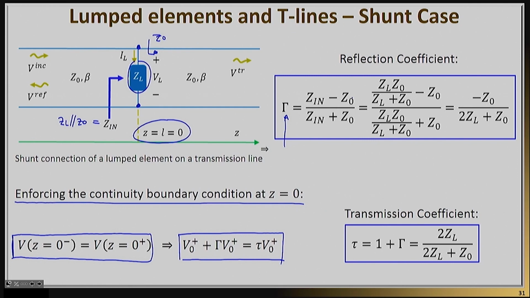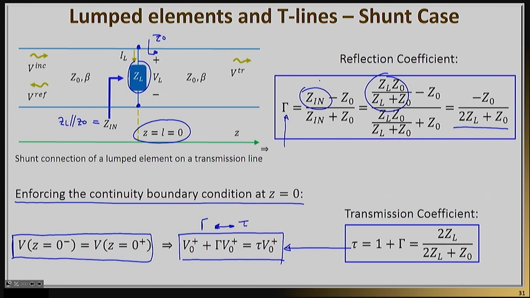So Z in is equal to ZL in parallel with Z naught, so I plug it in here, as you will clearly see from this equation, and now the reflection coefficient gamma is going to be equal to negative Z naught over 2ZL plus Z naught. And finally, I can find my transmission coefficient from this equation right here, as tau to be 1 plus gamma. And if you do the math, it will be 2ZL over 2ZL plus Z naught. So let me show you very briefly what happened. Again, I'm enforcing the continuity equation, and I'm finding an equation that actually relates gamma with tau.